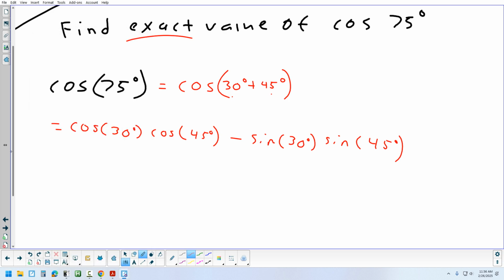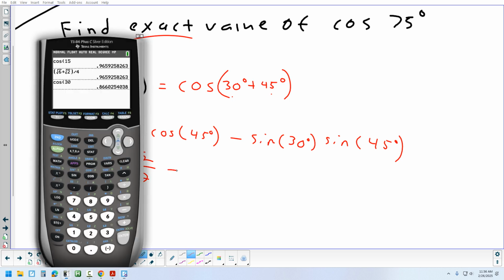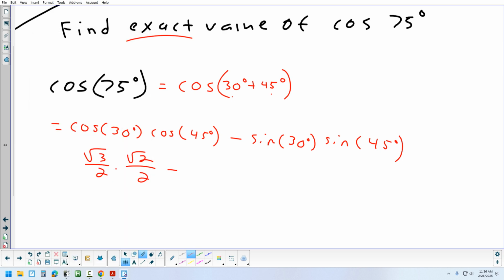Root 3 over 2. How about cosine 45? Root 2 over 2. That's going to be 0.707, root 2 over 2. Sine of 30? Half. And the sine of 45? Think of the coordinate for 45 degrees and then think of the y value of it. Root 2 over 2.